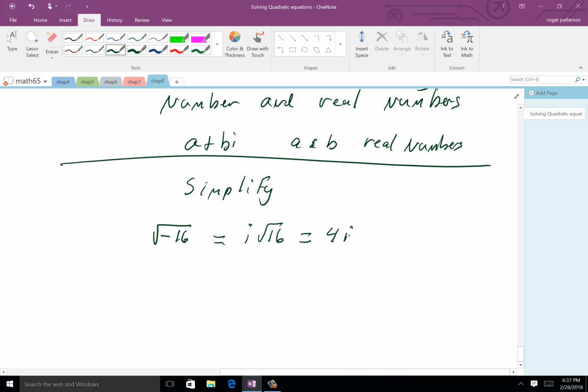So that's all you do. The negative just goes away, you just bring the i out. The negative goes away because it's equal to the square root of negative 1. And we get the square root of 16, which is 4.